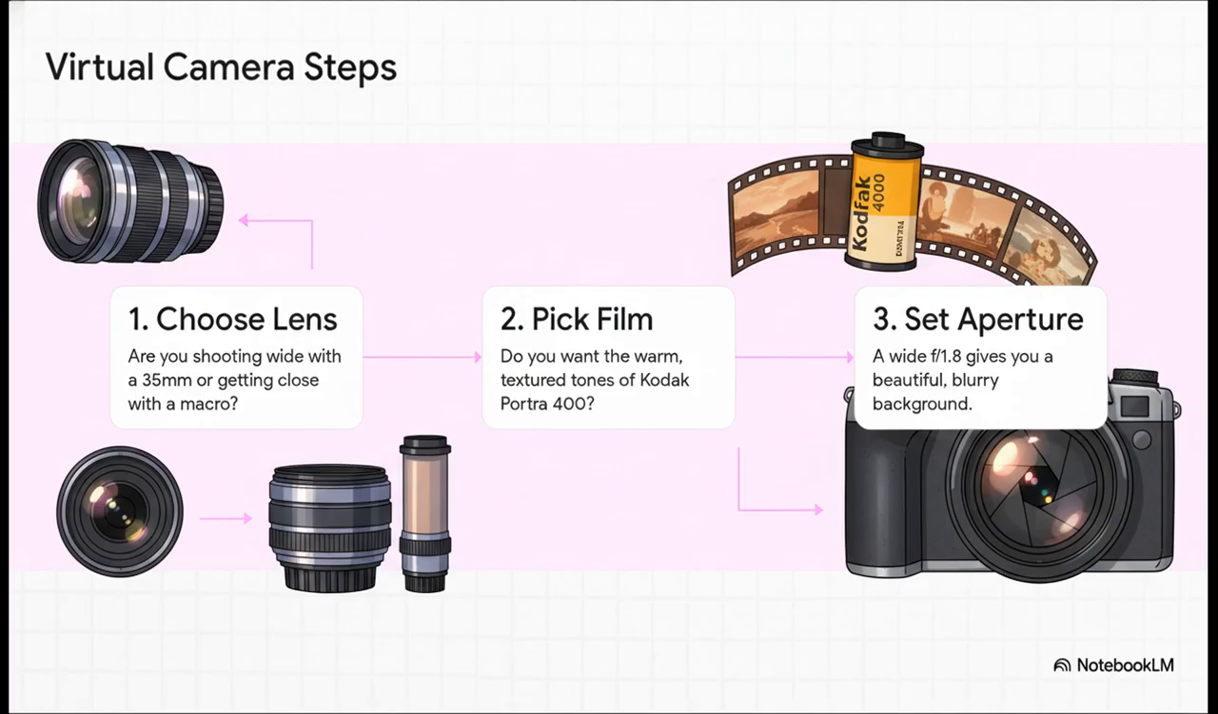First, you choose your lens. Are you going for a wide shot with a 35mm or something more intimate with a portrait lens? Second, you pick your film. Do you want those warm classic tones of something like Kodak Portra 400? And third, you set your aperture. A wide-open f1.8 is going to give you that beautiful blurry background that we all love.